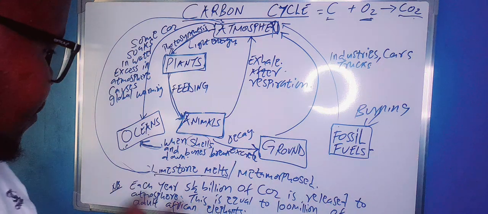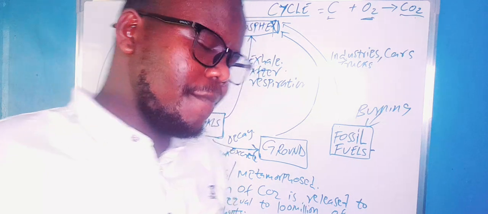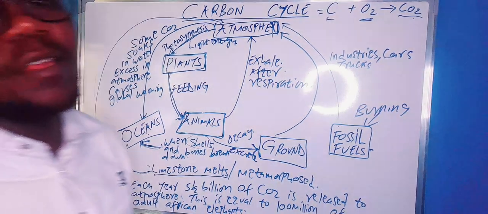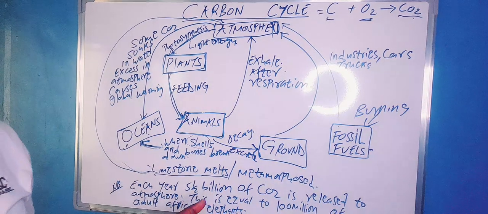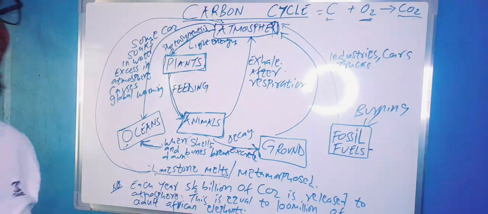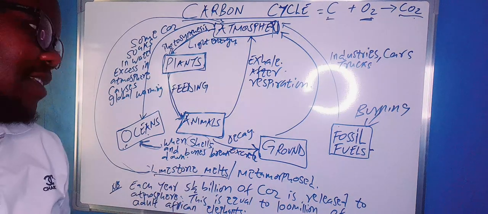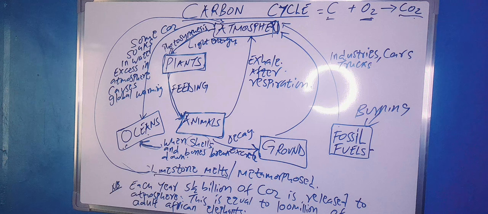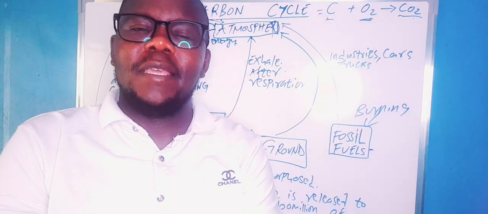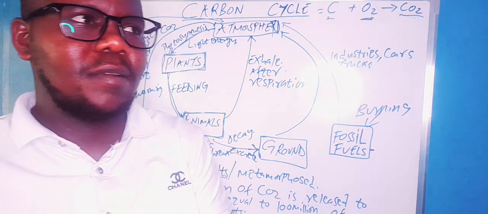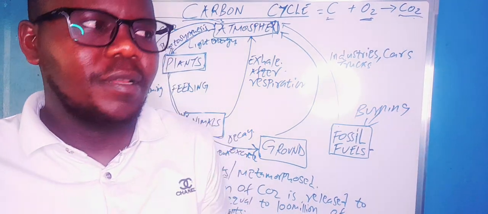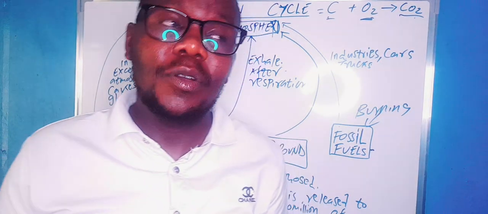Each and every year, around 5.5 billion of CO2 is released in the atmosphere, and that is equivalent to 100 million adult elephants. So you can imagine the African elephant, that big elephant, 100 million will be equivalent to the carbon dioxide that we are releasing to the atmosphere. This is a very dangerous gas, especially in this era. Pollution has taken place. Industrialization has caused much of the carbon flow in the atmosphere.